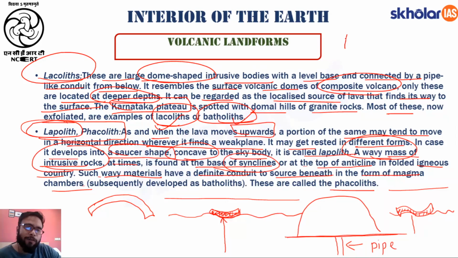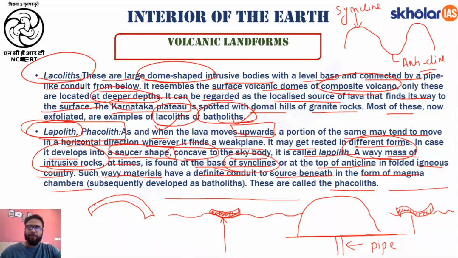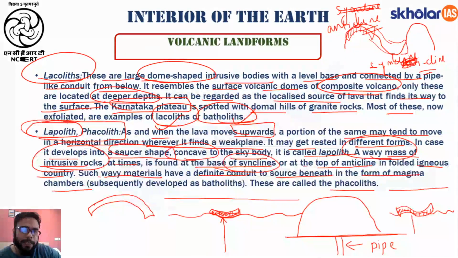Syncline, we all know now, if this is a wave, this area is called as what? It is called as the syncline, and this is called as the anticline, right? Now we all know what is a syncline and an anticline, right? Okay, I made a mistake here. This is called as the syncline, and this is called as the anticline, right? So the materials which are getting deposited in the anticline as well as in the syncline in a wavy form, these types of structures are called as what? These are called as phacolith, right?